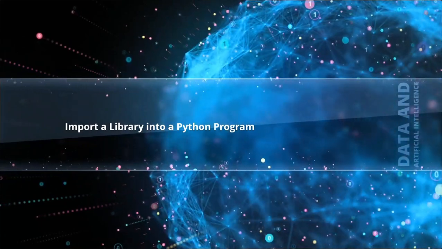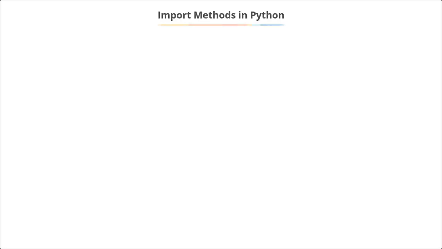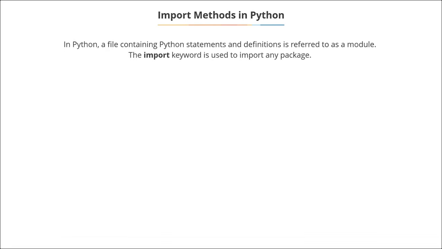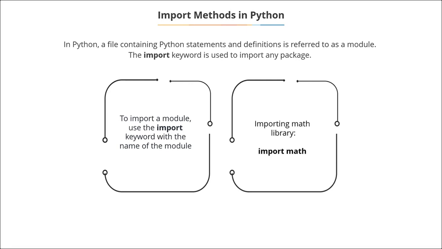Let us now learn how to import a library into a Python program. In Python, a file containing Python statements and definitions is referred to as a module. You can use the import keyword to import a module, after which this module can be used in Python. To import a module, you should use the import keyword with the name of the module. For example, you can import a math library with import math.